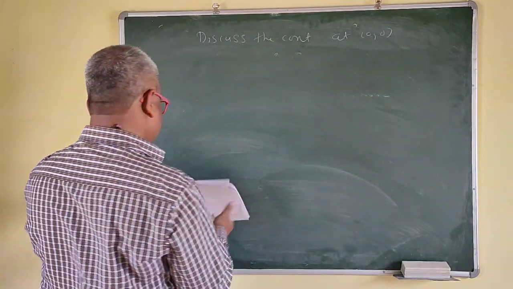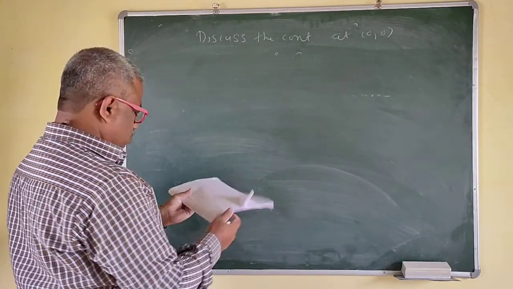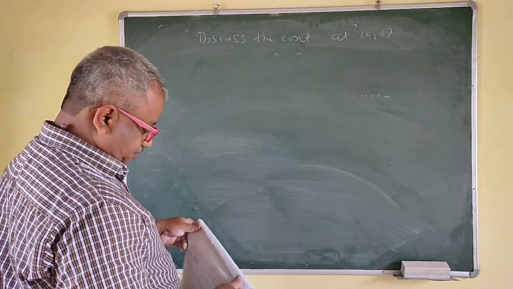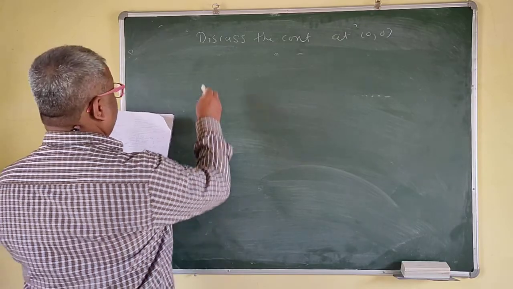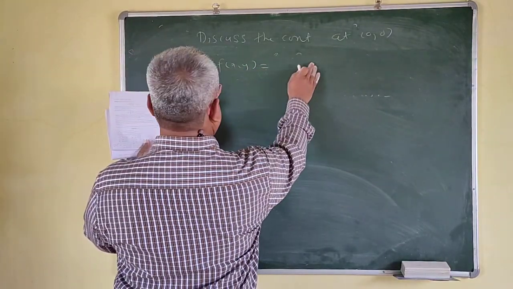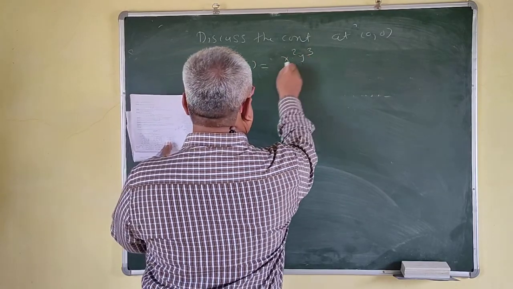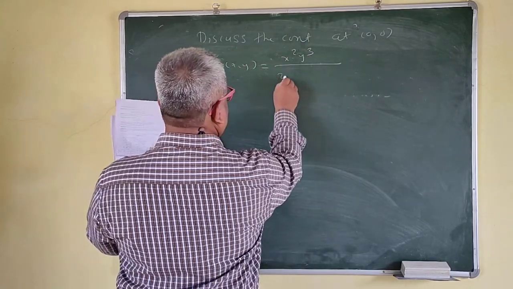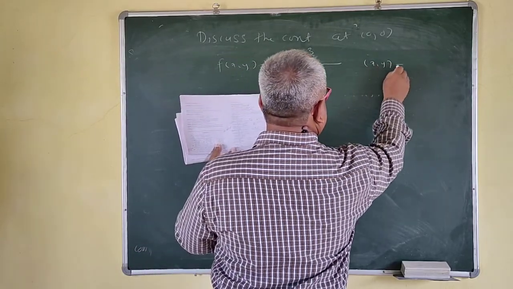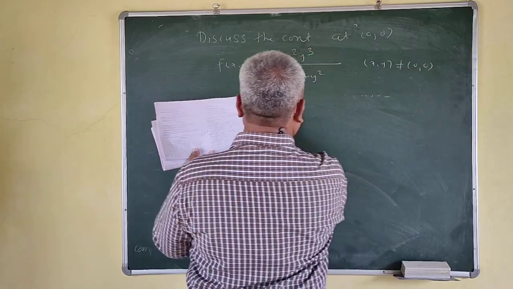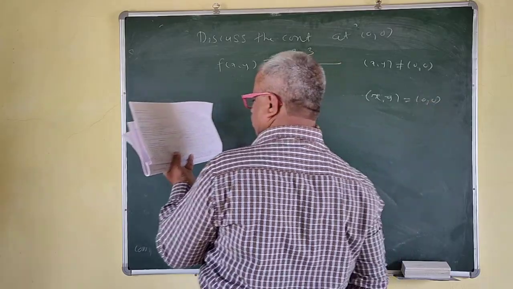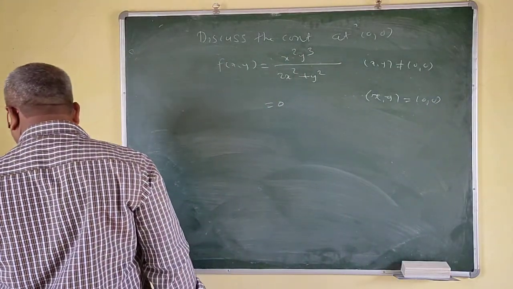Now we take the next one. So we have taken a number of problems. So I hope that you understand this. We take f of xy is equal to x square y cube upon twice x square y square, xy not equal to 0, 0, and is equal to 0, xy is equal to 0, 0.